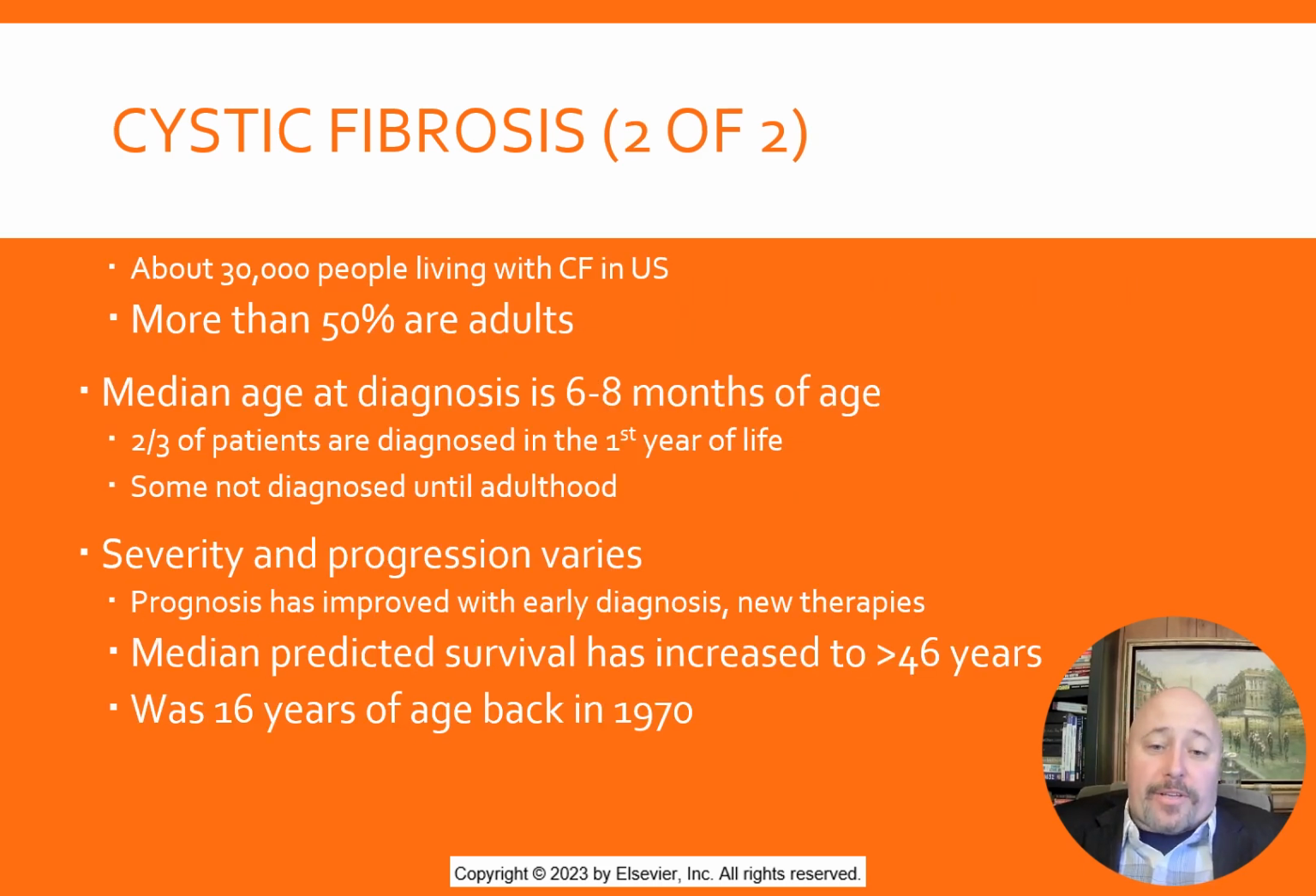There are about 30,000 people living with CF in the United States, with more than 50% of those as adults. The median age at diagnosis is about 6 to 8 months, with 2/3 of patients diagnosed in the first year of life, though some could not be diagnosed until adulthood. The severity and progression varies, with prognosis having improved with early diagnosis and new therapies, and a median predicted survival having increased to over 46 years. This is a major increase, as it was 16 years of age back in 1970.